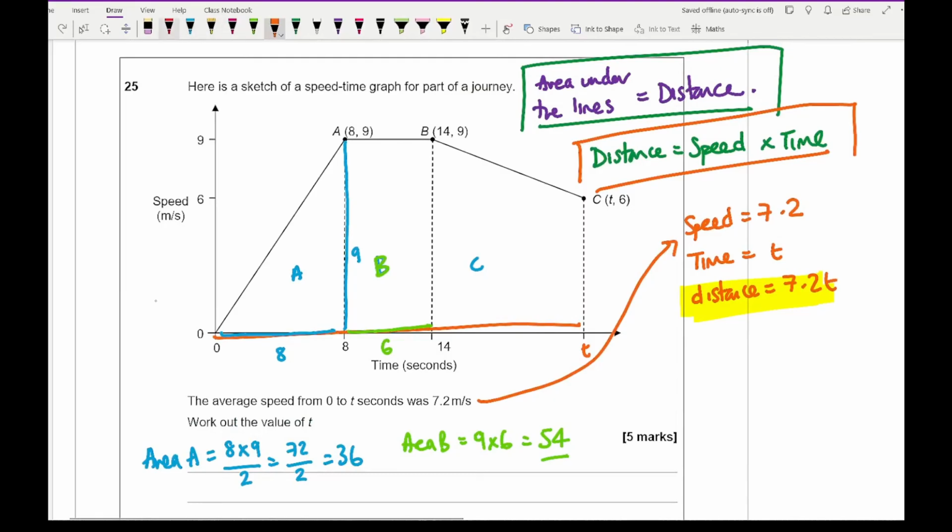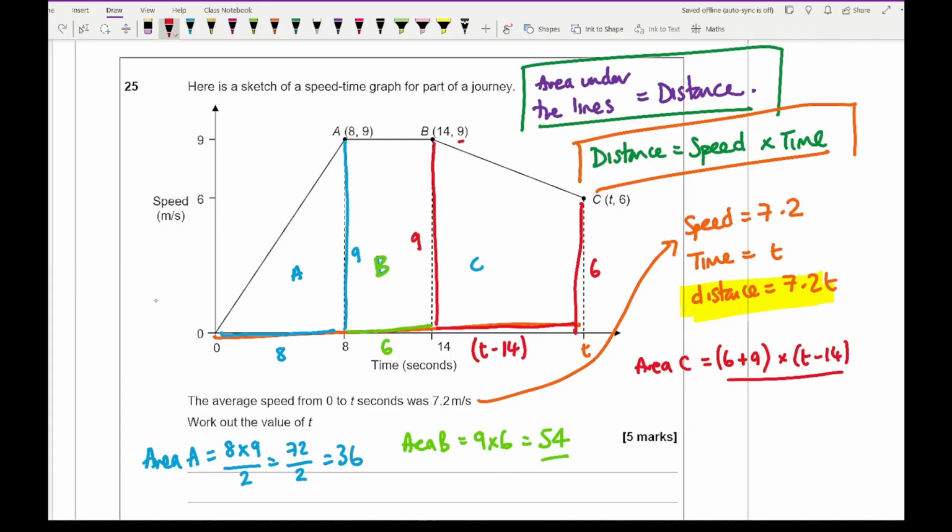Then to work out area C, which is the trapezium, let's have a look at what the dimensions are going to be for this, and I'm slowly running out of colours. So for the trapezium, this distance here is 6, this distance here is 9, and the height of that trapezium is going to be t minus 14. So then area C is going to be 6 plus 9, which is my a plus b, multiplied by the h, which is t minus 14, and I divide that by 2. So simplifying, 6 plus 9 is 15. I've got 15 times (t minus 14) divided by 2.